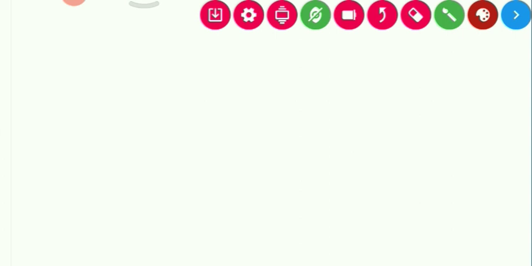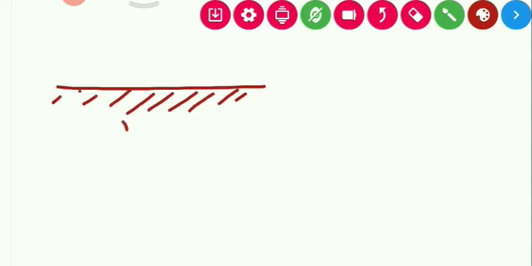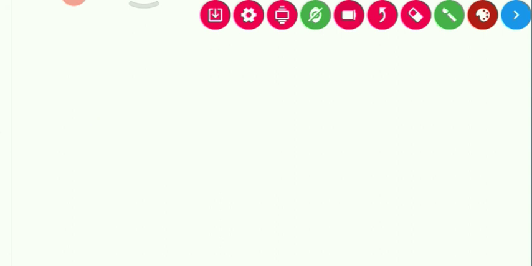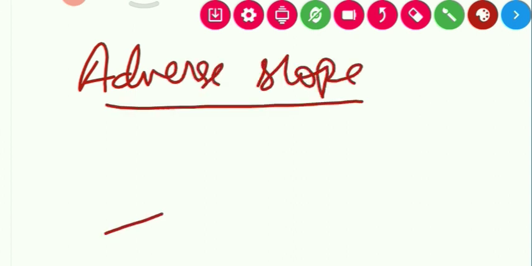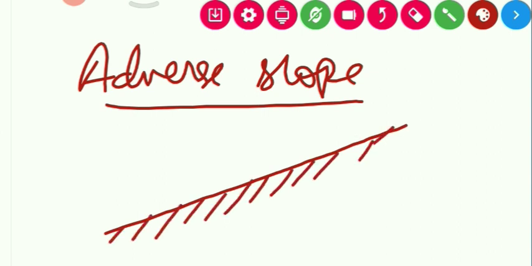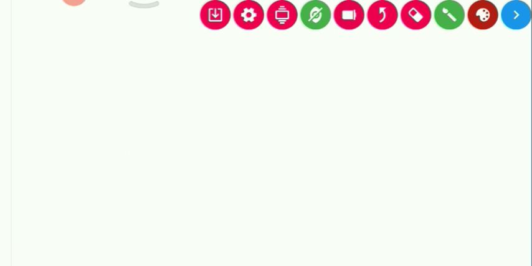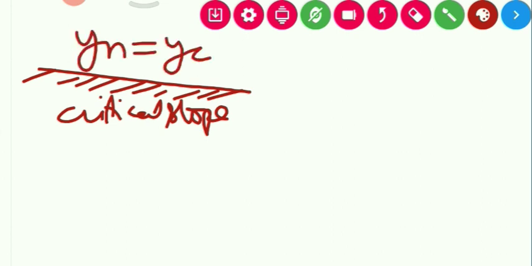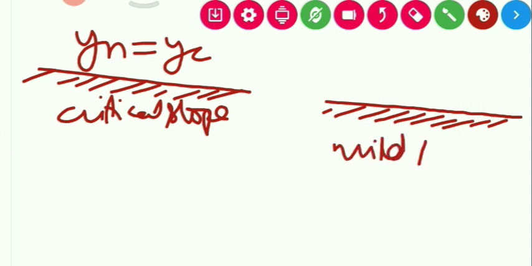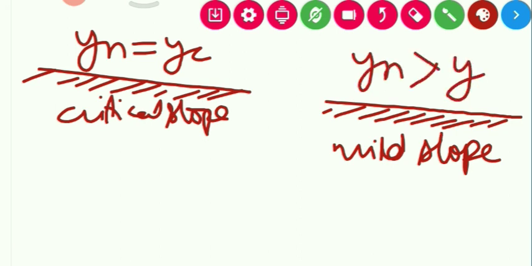Another one is the horizontal slope, in which the channel bed is horizontal, meaning S naught equals 0. And the last one is the adverse slope, in which the channel bottom gradually rises, and the flow takes place over here. So this is the condition of adverse slope. Let's revise lastly. This is the critical slope, in which the normal depth of the flow is equal to the critical depth. This is a mild slope where the angle is very small, and in mild slope the normal depth of the flow will be greater than the critical depth.